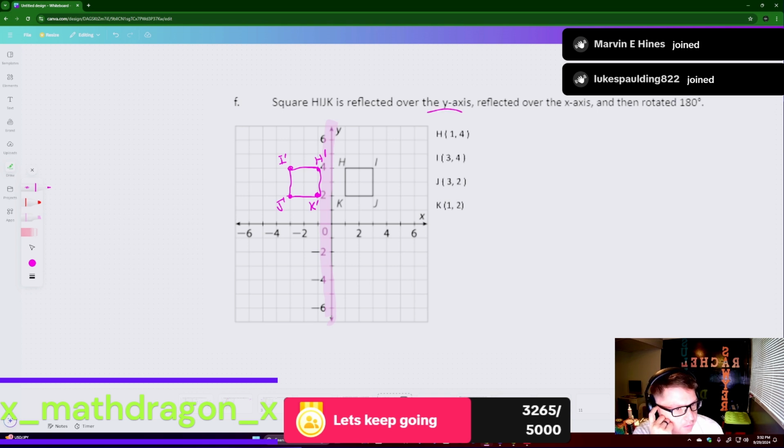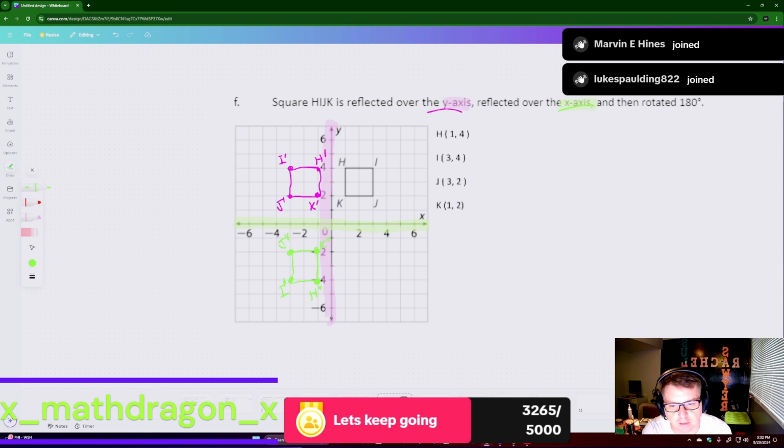Then we're going to reflect it across the x-axis. So now we're going to take it and flip it across the x-axis. And however many we're away, so we're 2 away here, we're going to be 2 away there. K double prime. 2 away, J double prime. And then we're going to go 2 away from J to get I, and we're going to go 2 away from K to get H. And there's our triangle. So that's our reflection over the x-axis.